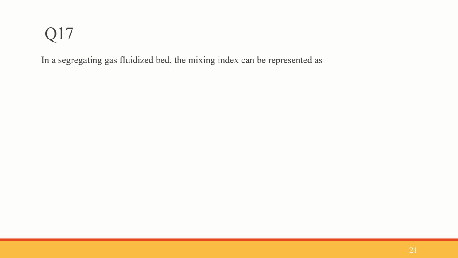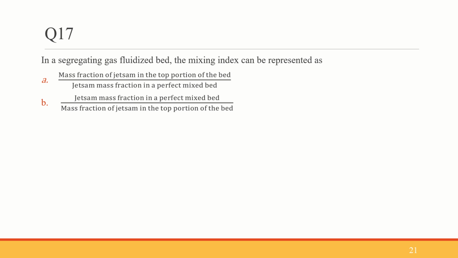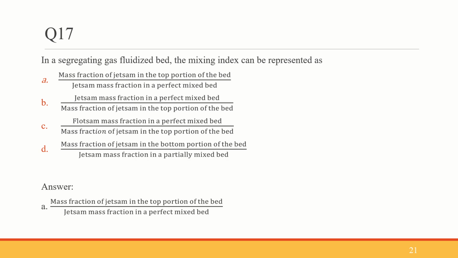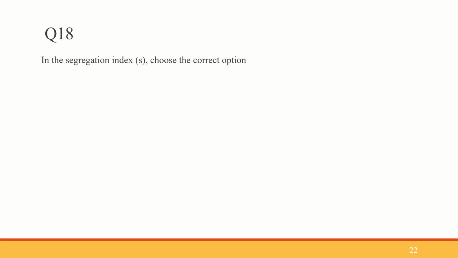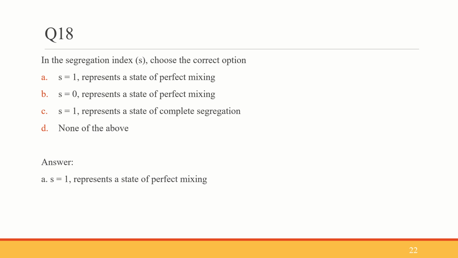So the mixing index can be represented as the mass fraction of jetsam in the top portion of the bed divided by the jetsam mass fraction in a perfectly mixed bed. Similarly, the segregation index is represented as the mass fraction of flotsam in the top portion of the bed divided by the flotsam mass fraction in the perfectly mixed bed. And S equal to 1 represents the perfect mixing state. Similarly, M equal to 1 represents the perfect mixing state, and M equal to 0 represents complete segregation, and S equal to 1 by XSF represents the complete segregation. So the answer is option A.